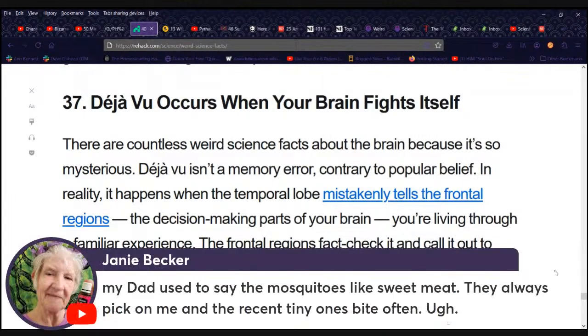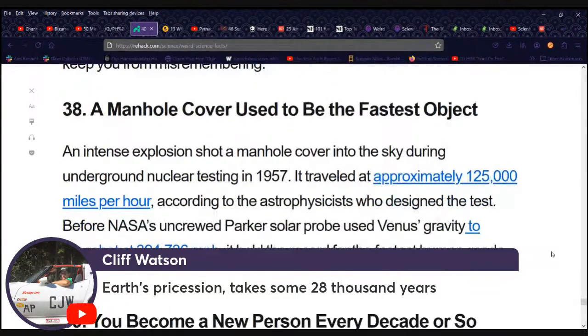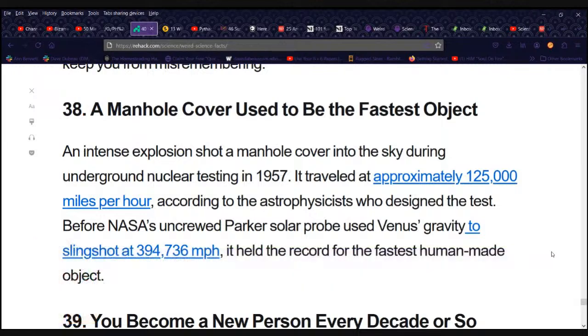Oh, do we get another comment? Yeah. My dad used to say that mosquitoes like sweet meat. They always pick on me, and the recent tiny ones bite off. Oh, sorry, Janie. Yeah. But yeah, if you want to be sweet, that's cool. Yeah. Earth's precession takes some 28,000 years. Right. Yep. Oh, Janie again, right? Yeah. Temporal lobe, side of the head. Okay, thanks, Janie. Yep. Oh, I love you for that. Having people here help us, that's amazing.